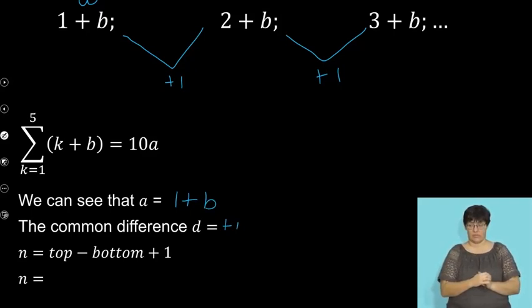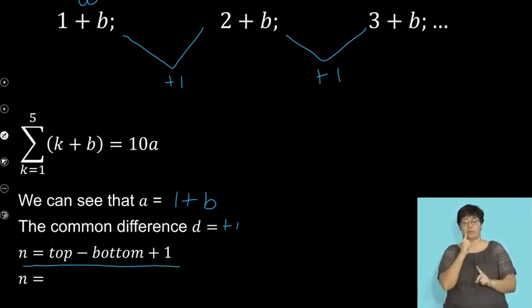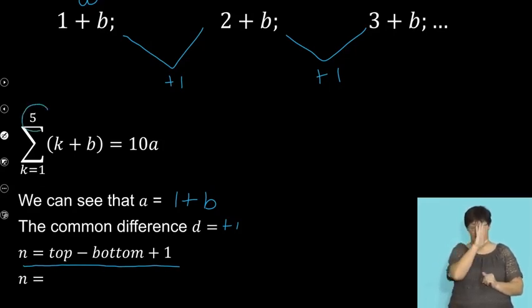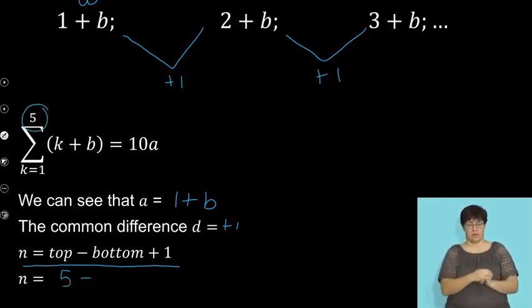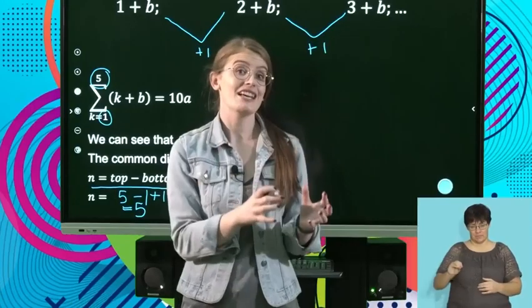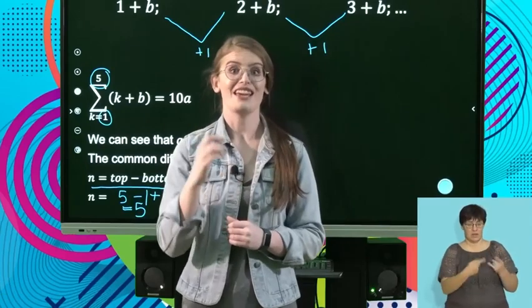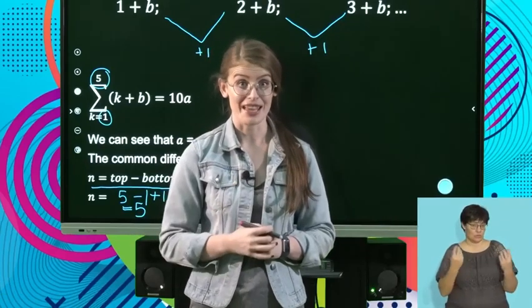Just a reminder, for a summation involving a sigma sum, I have to determine how many terms are being added in this series. I do that by saying the top number minus the bottom number plus 1. So in this case, my top number is 5. I'm going to minus my bottom number, which is 1. Then I'm going to add 1. So there are 5 terms involved in this summation. At this point, everybody, I now can substitute into my arithmetic series formula in order to isolate B. Let's do that together.